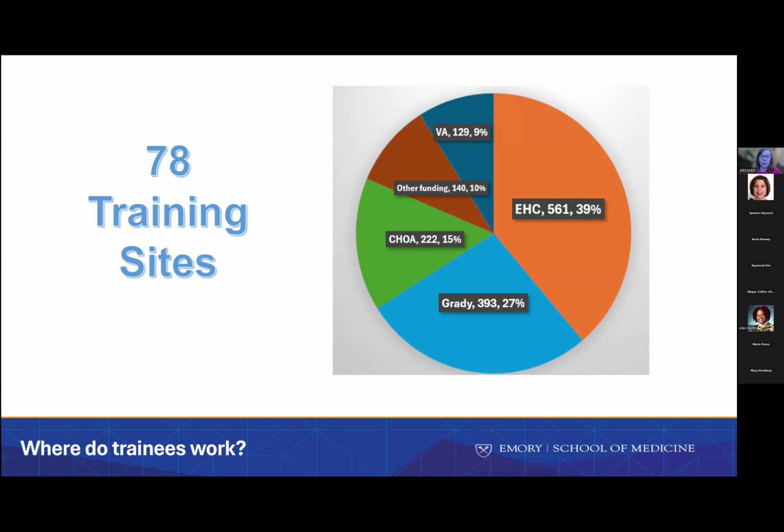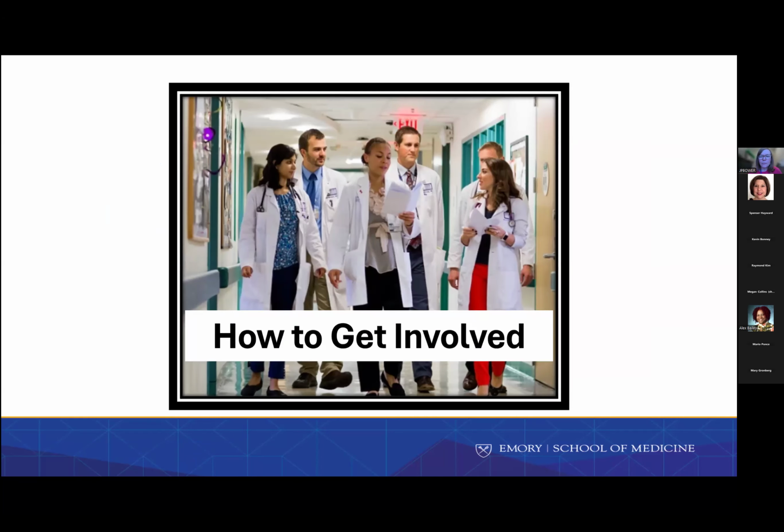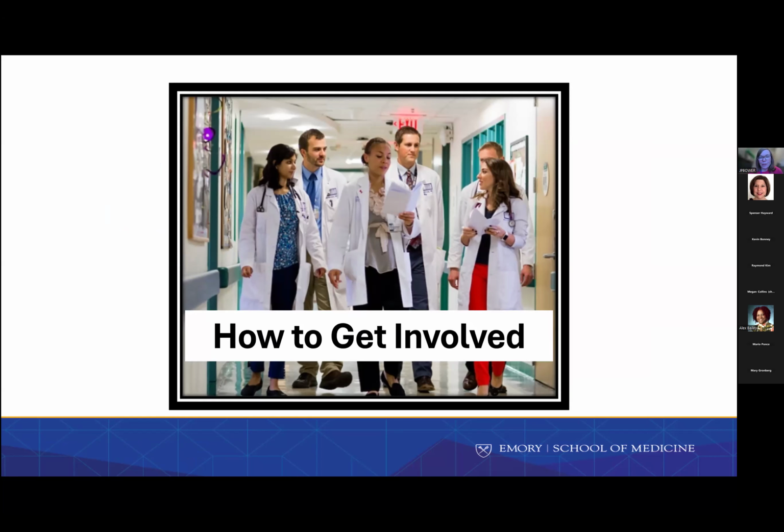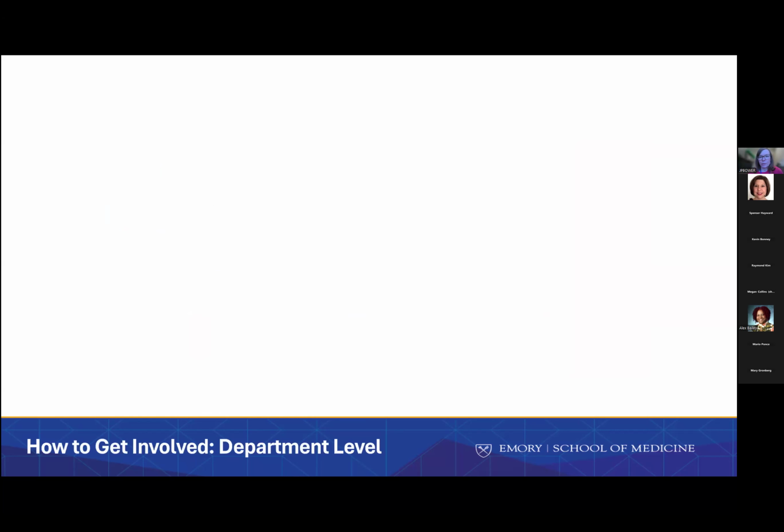Another 15% or about 220 at CHOA. The VA has about 129, and then there's a variety of other funding sources independent from our hospital sites. So basically what this means is no matter where you are, you're likely to see one of our 1,400 plus residents and fellows and be engaged with them, whether it be in the office, in the hallways of the hospital here, or a clinic or other site that you are. So how can you get involved? You will certainly be working with them day in, day out in some cases, but how else strategically can you get involved? Let's start first with the department level.